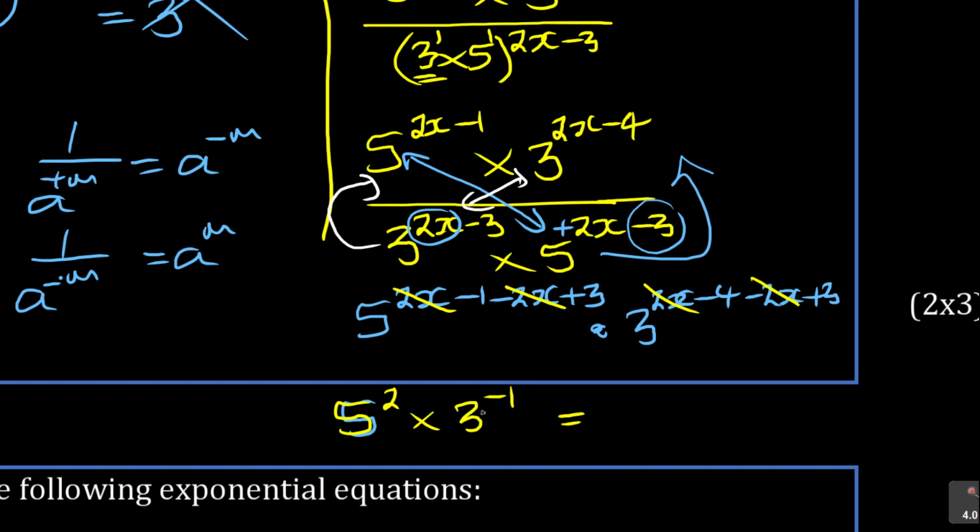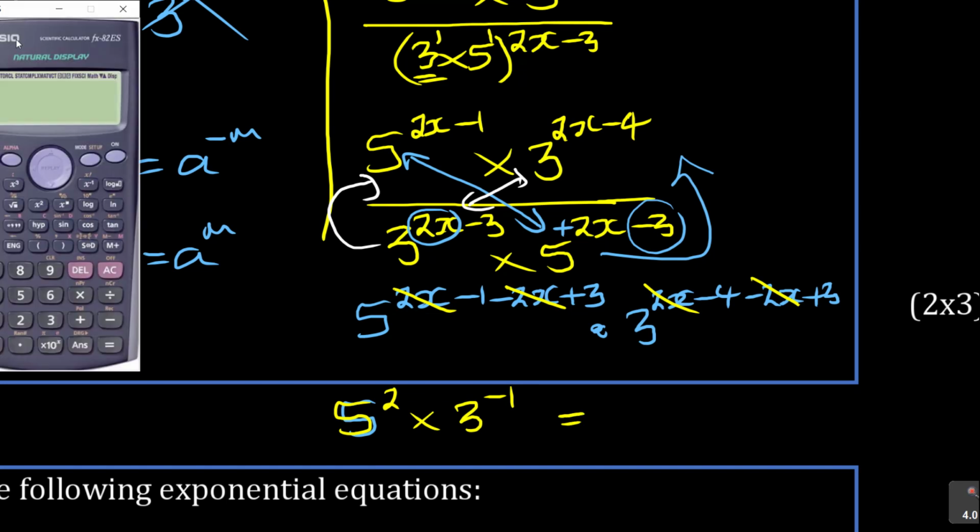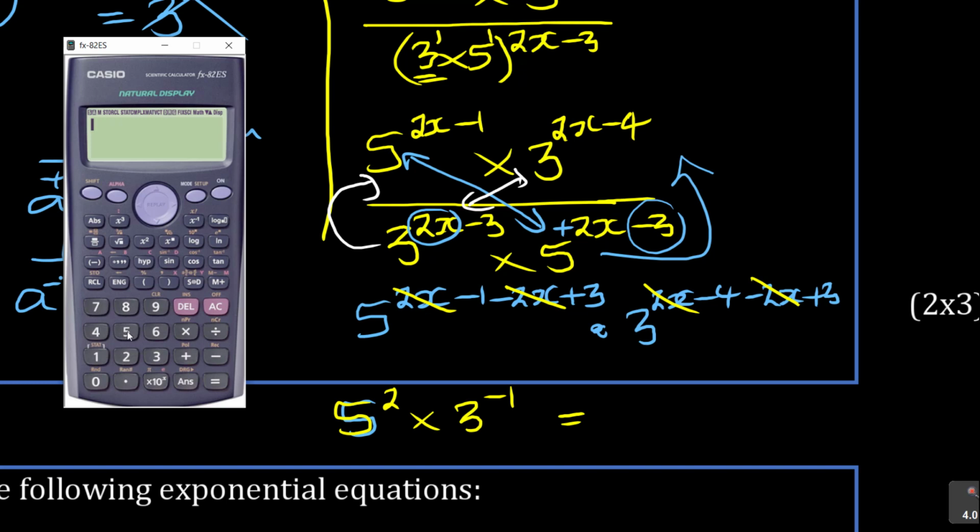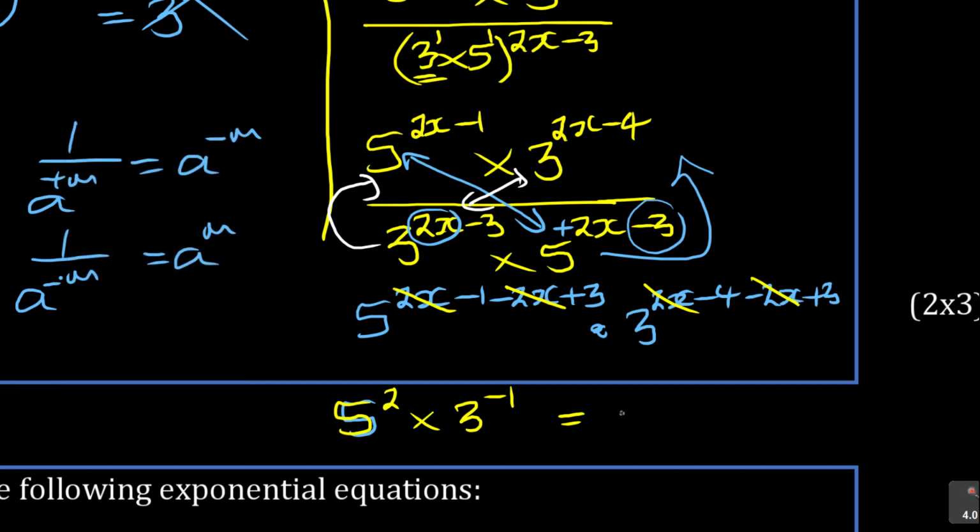So if you check your answer with the calculator there, I know they say don't use a calculator, but if you say 5 squared times 3 to the power of negative 1, you will see it's 25 over 3. Why? Because 5 squared is 25. The 3 will go back down because it's negative. It will be over 3. So guys, that is what you get as your answer, 25 over 3.